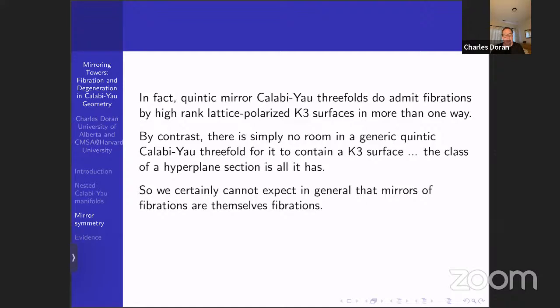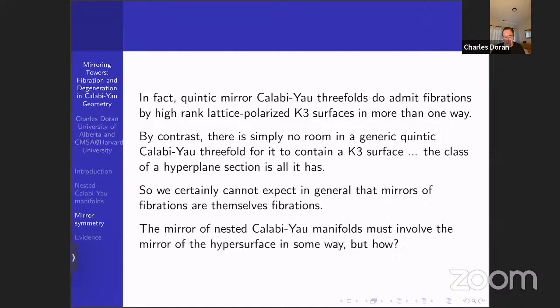And we said that the mirror quintic has lots, but the quintic does none. Nevertheless, the mirror of nested Calabi-Yau manifolds has to involve the mirror of the hypersurface in some way, but how? So we know we got the fibration by marking the extra data of the codimension 1 Calabi-Yau and inducing the fibration. Where does that guy go?